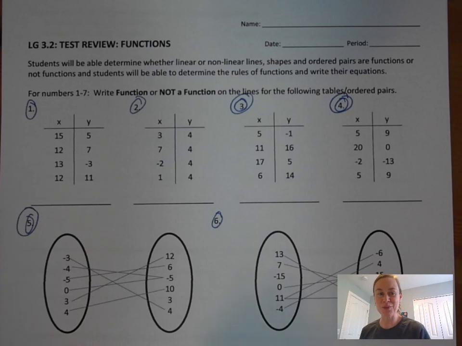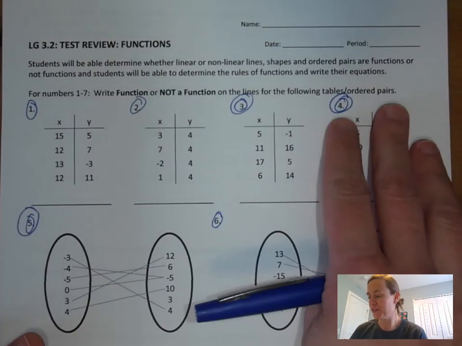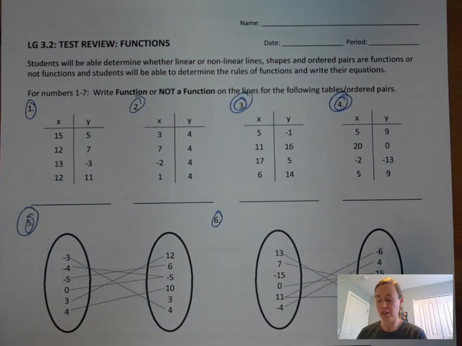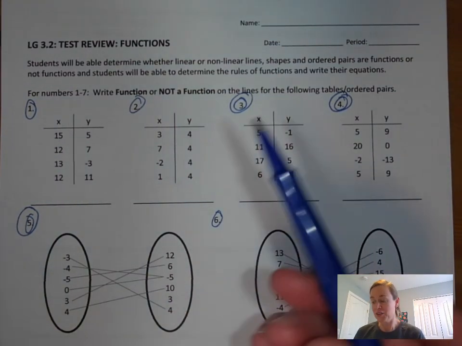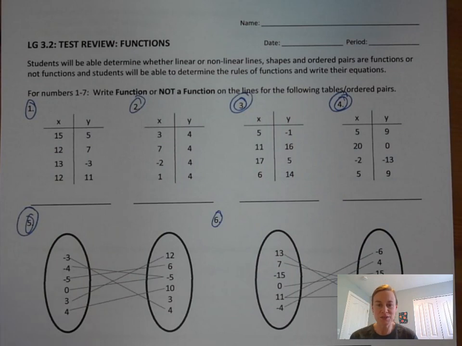Today is your test review, so we're going to be doing just a little bit of everything. Let's get started. So in the first section here, all 6 of these, you're going to be writing function or not a function. So you know if any of the x values are repeated, then it is not a function. For it to be a function, the x values have to not be repeated.